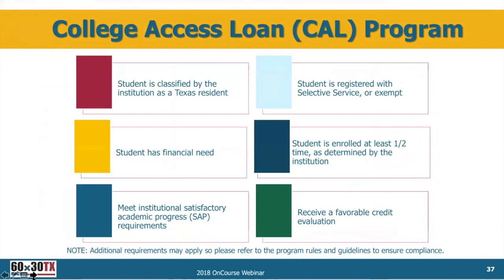They do have to be registered for selective service or exempt. They have to be enrolled half-time, which is actually determined by the school. The state does not determine what that means. And then they have to receive a favorable credit evaluation, or they need to have a cosigner.